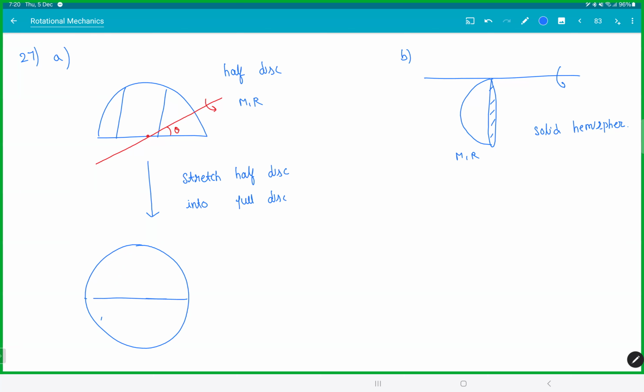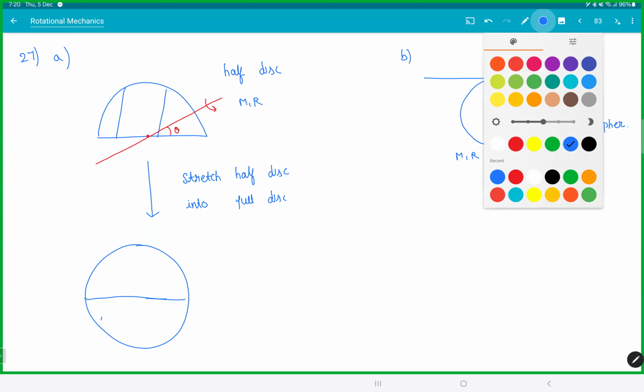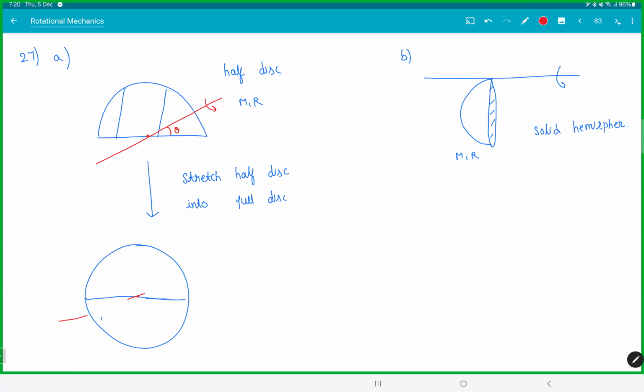So basically you made it into a full disk. Now you might think, okay, but they don't look similar. That is fine. Just look at this. If this point was A, this point is A. If this point was B, this point is B. Can you look at this? This piece and this piece are identical. Did the mass distribution change? By making it into a full disk, I didn't change the mass distribution. So we observe the perpendicular distances remain the same.